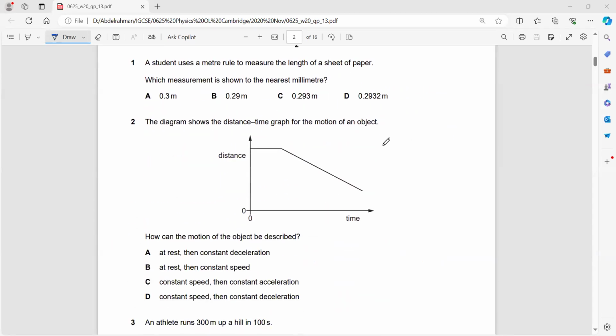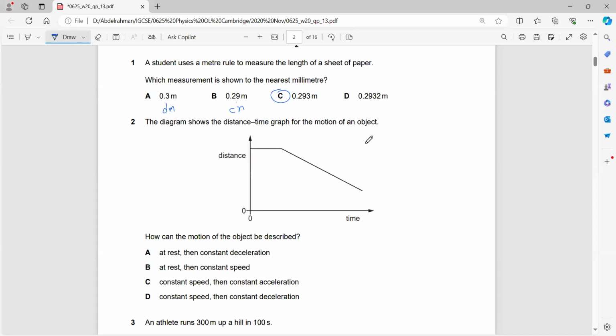Question 1. A student uses a meter ruler to measure the length of a sheet of paper. Which of these measurements is shown to the nearest millimeter? It is C. B is shown to the nearest centimeter. A is shown to the nearest decimeter. D is not shown to the nearest millimeter.